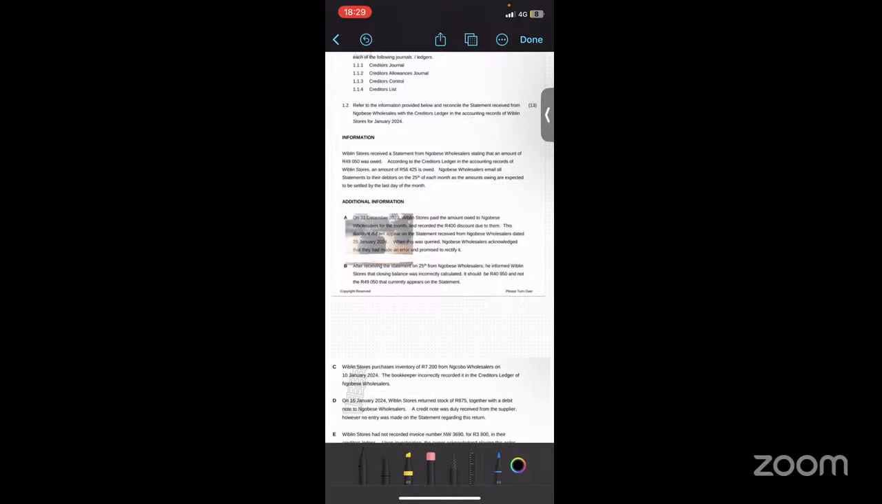Okay, just going to it. The 31st was paid the amount owed the month and not due to them. This did not come daily, dated less that they published.